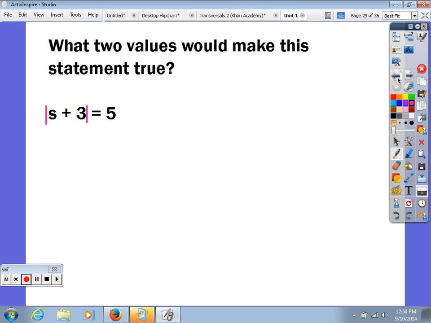Okay, hi. We're going to be talking about absolute value equations today. If you look at this problem right here, you'll see that it says, what two values would make this statement true. If you start thinking about it, you should be able to realize in your head that if I made s equal 2, then 2 plus 3 should give me 5. Well, what's 2 plus 3? The absolute value of 5, which is 5.